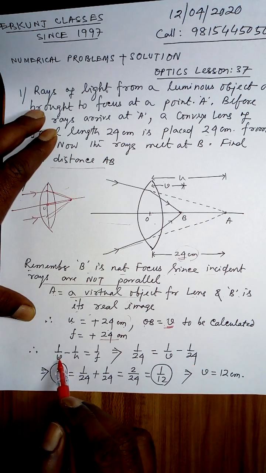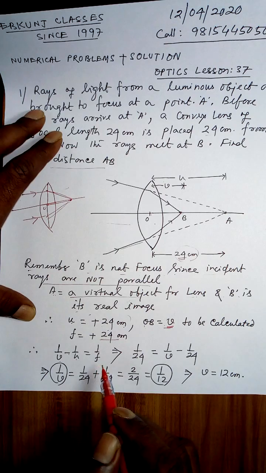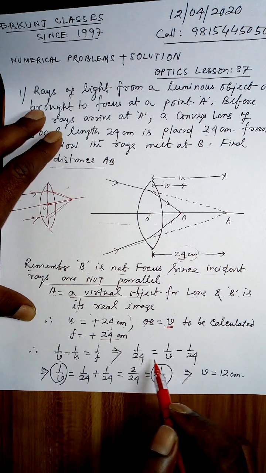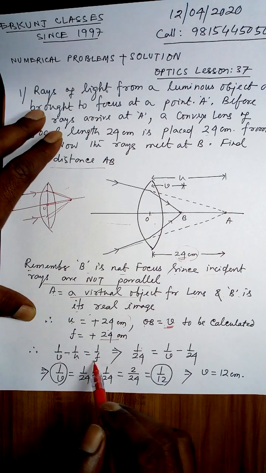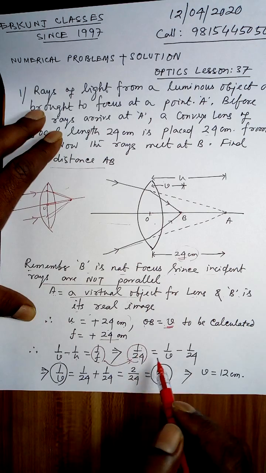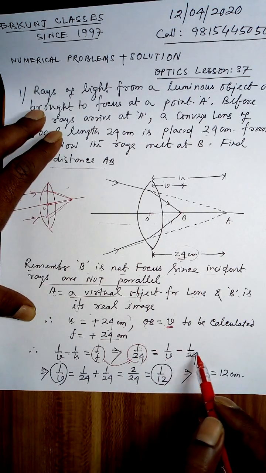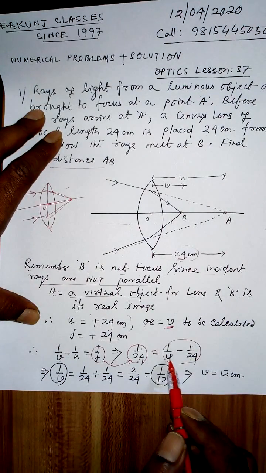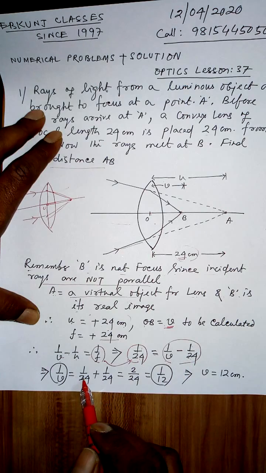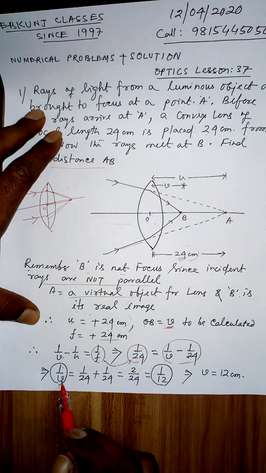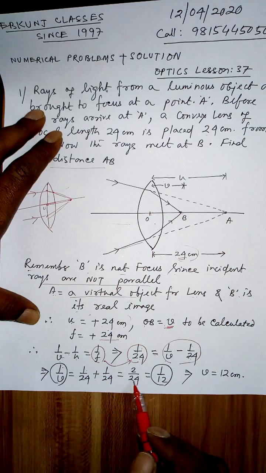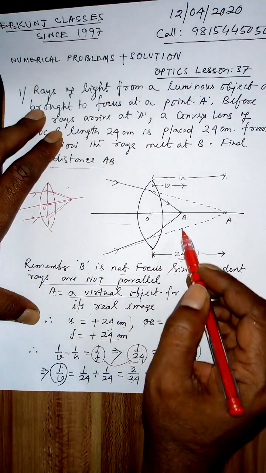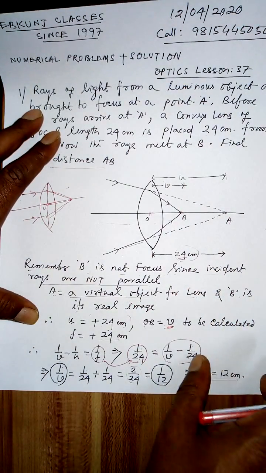Now using the lens formula, 1 by v minus 1 by u is equal to 1 over f. 1 by 20 is equal to 1 by v minus 1 by 24. I bring this 1 by 24 to this side, keep 1 by v on this side. So 1 by v is equal to 1 by 20 plus 1 by 24, which gives v. So the image distance is 12 centimeter.